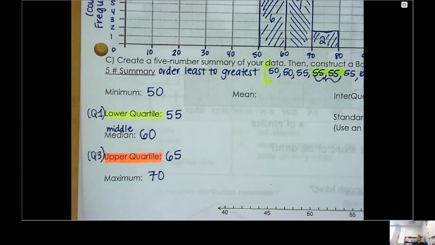So this tells you the least amount of time, the median amount of time, and the most amount of time that it takes scholars at Largo High School to get ready in the morning. You've just completed the 5-number summary right there.